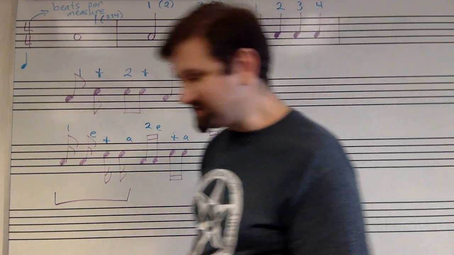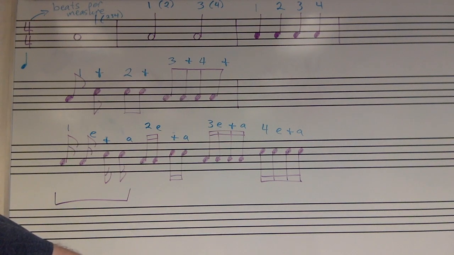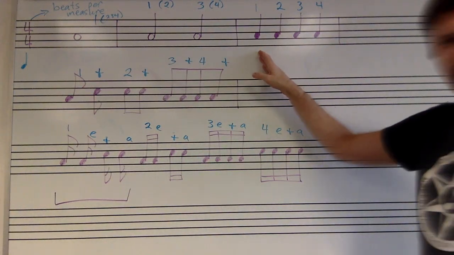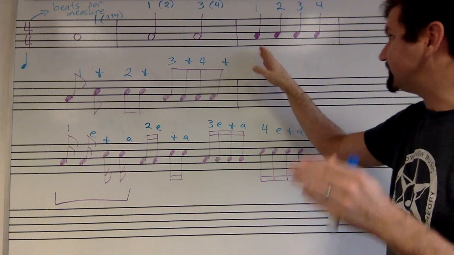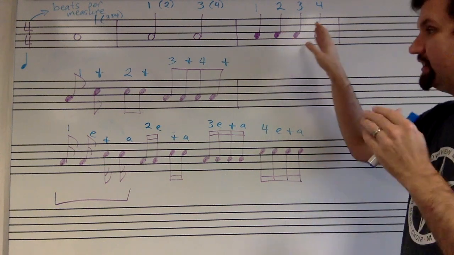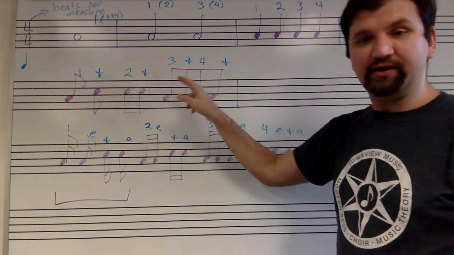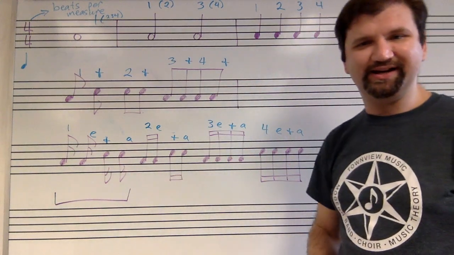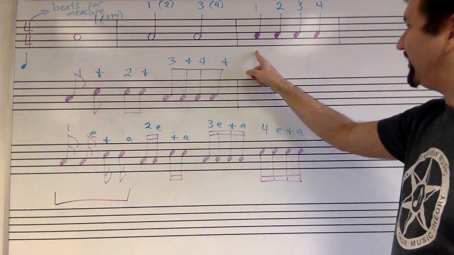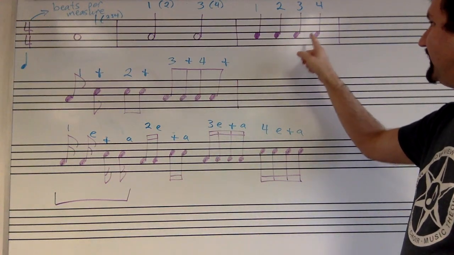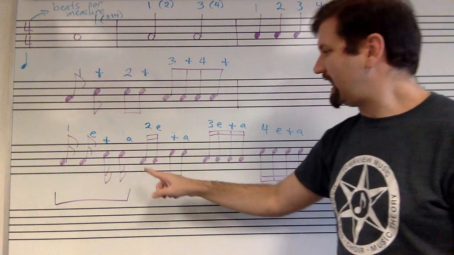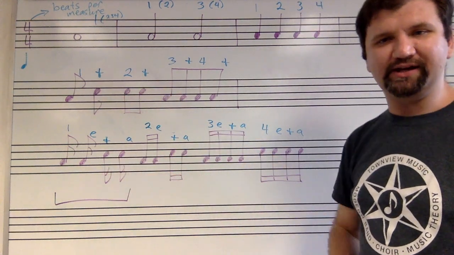Now, are you ready for faster? Here we go. Ready, count. 1, 2, 3, 4. 1 and 2 and 3 and 4 and 1 E and a 2 E and a 3 E and a 4 E and a. Let's do that one more time. Ready, go. 1, 2, 3, 4. 1 and 2 and 3 and 4 and 1 E and a 2 E and a 3 E and a 4 E and a.